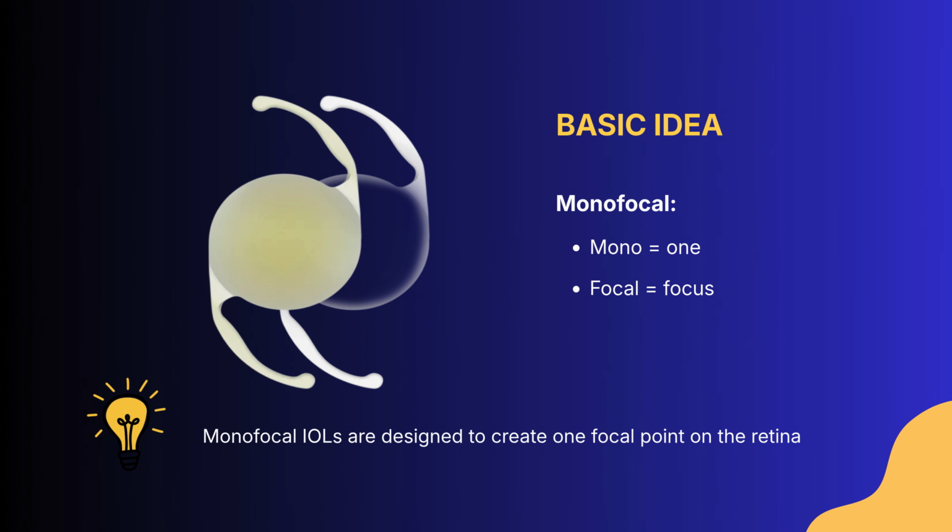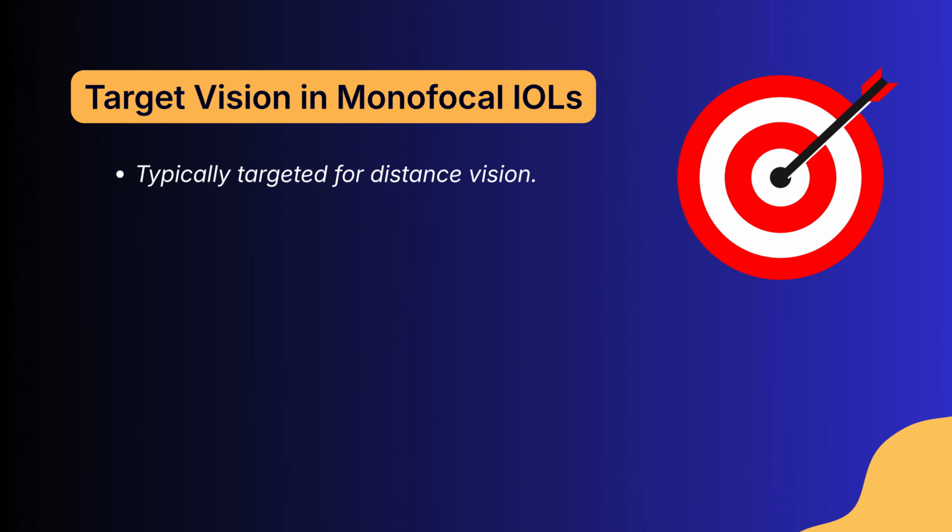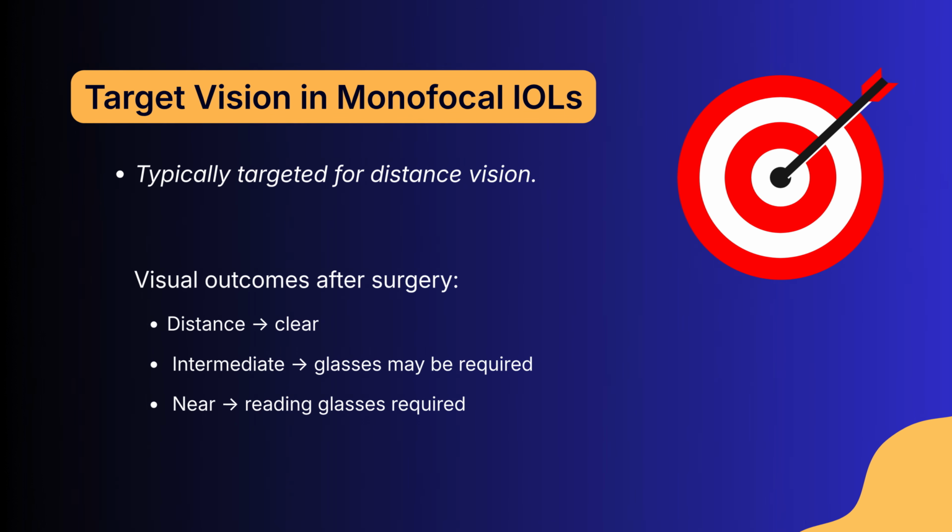A monofocal intraocular lens represents the most basic optical system that we implant inside the eye during cataract surgery. The term monofocal can be broken down into 2 parts. Mono means one and focal refers to the focus. So a monofocal lens is designed to create one single focal point on the retina. In most cataract surgery, this focus is set for distance vision. This means that after surgery, the distance vision will become clear. Intermediate tasks such as computer work may require glasses, and near tasks such as reading usually require reading glasses.